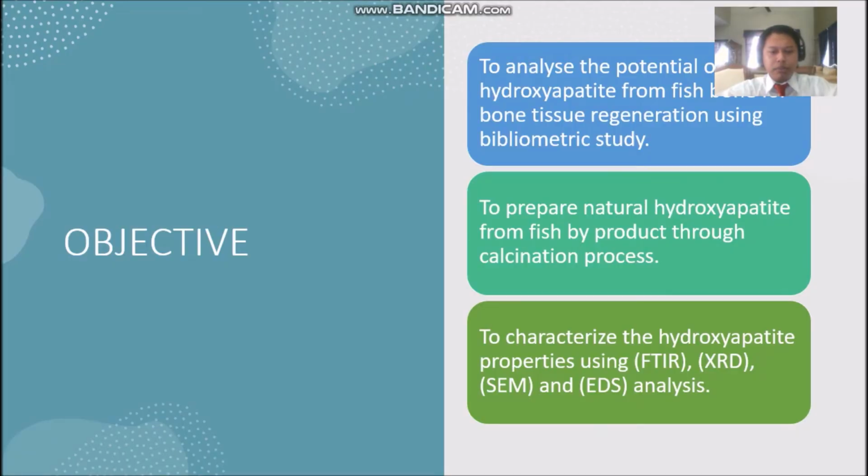Now, I will explain to you about my project objective. The first objective is to analyze the potential of hydroxyapatite from fish bone for bone tissue regeneration using bibliometric study. Next, to prepare natural hydroxyapatite from byproducts through calcination process. And lastly, is to characterize the hydroxyapatite properties using FTIR, XRD, SEM, and EDS analysis.